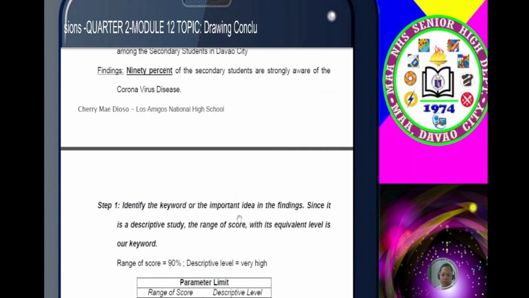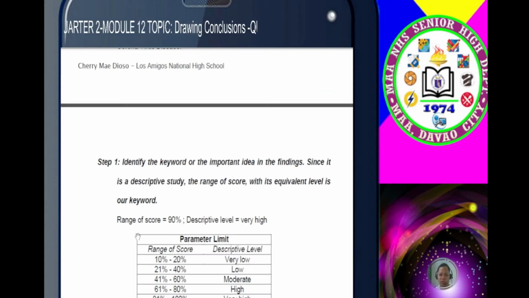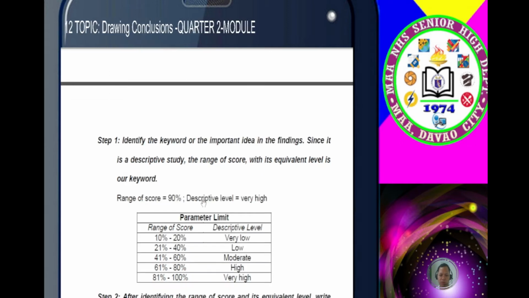This table here, you can find in your Chapter 2, in your research instrument. In the level of awareness example, your variable is about COVID-19. You go back to your table in Chapter 2, then you can have these descriptions here. Since our finding is in the range of 90%, you just look at this table. So this description level is very high.